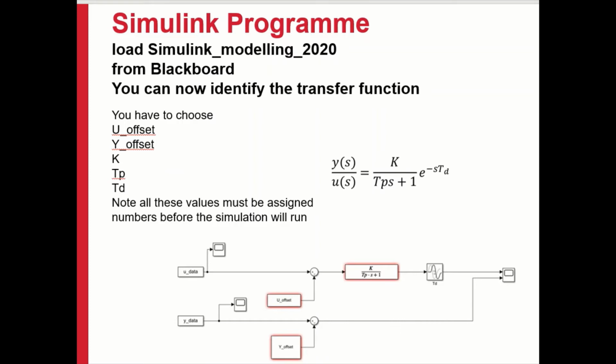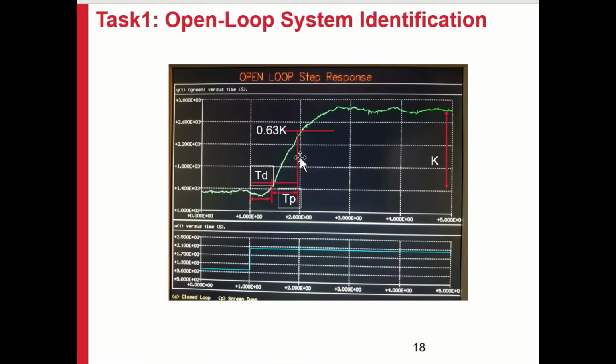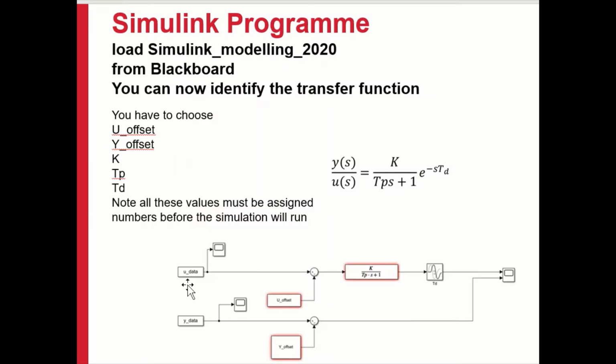So this signal here is the real data, and then we've got this input signal here, and the input signal is fed into the model. If we choose the model correctly, the output from the model and the real data will be identical. So what we're going to do is adjust K, TP and TD until these two bits of data look exactly the same, and then we know that we've got the correct transfer function.